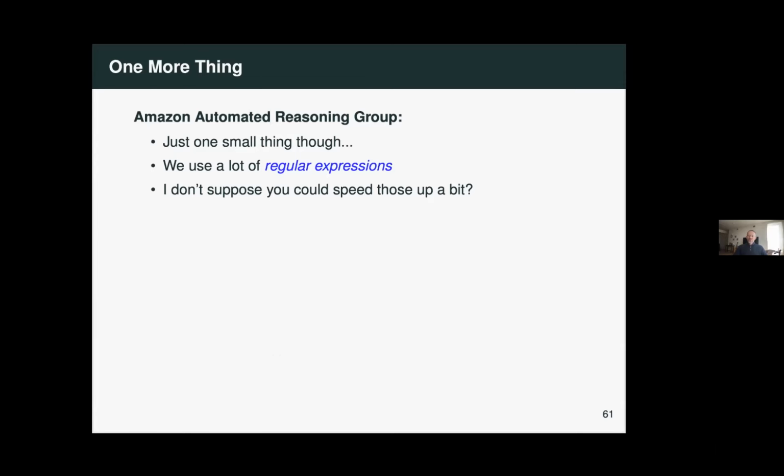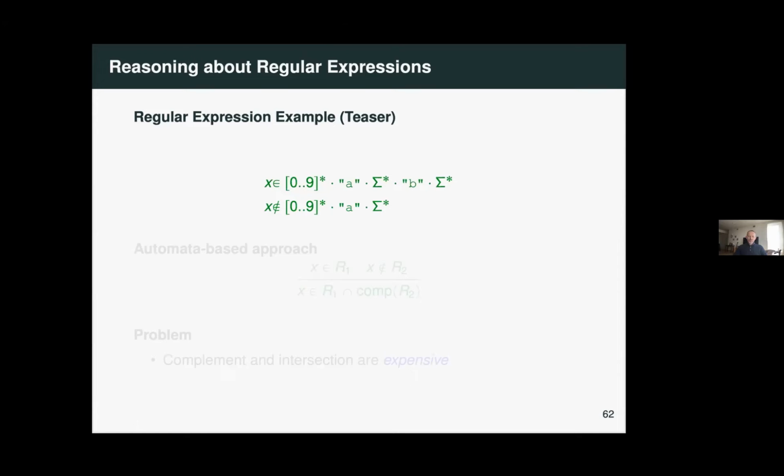So I'll just show you one more trick here for regular expressions. This is an example of something that comes up where you have X is in this language where you have 0 or more digits followed by A, then a bunch of stuff followed by B, and then some other stuff. And then you also have a constraint that says X is not in the language of 0 or more digits followed by A, followed by some other stuff. Now it's clear that these are inconsistent because this first language is a sublanguage of the second language.